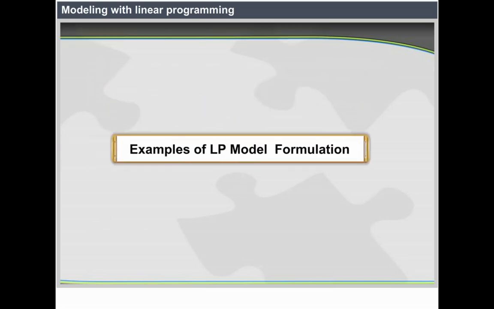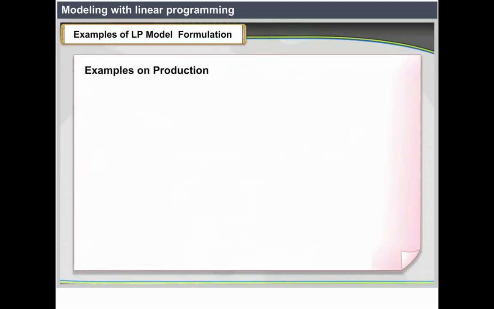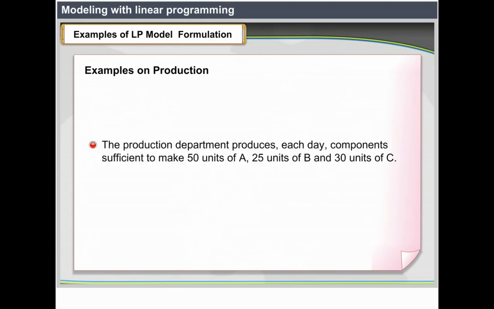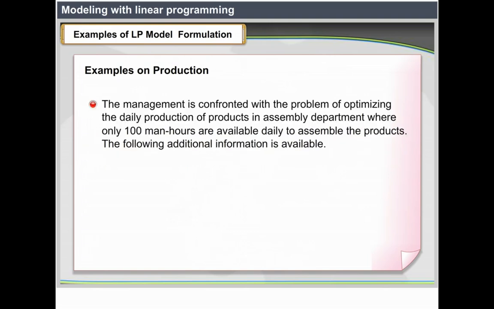Examples of linear programming model formulation. Examples on production. Example 1. A manufacturing company is engaged in production of 3 types of products A, B and C. The production department produces each day components sufficient to make 50 units of A, 25 units of B and 30 units of C. The management is confronted with the problem of optimizing the daily production of products in assembly department where only 100 man hours are available daily to assemble the products.